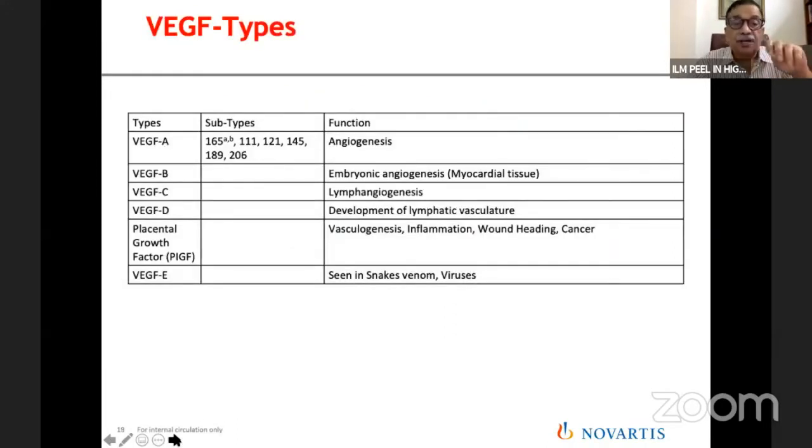The VEGFs are of various types. The ones which concern us most is VEGF-A, which has at least 5 major subtypes, the 111, 121, 145, 189, 206, but the most important one in this is 165. So this is the one which causes the angiogenesis, which disturbs the retina and which we are bothered about.